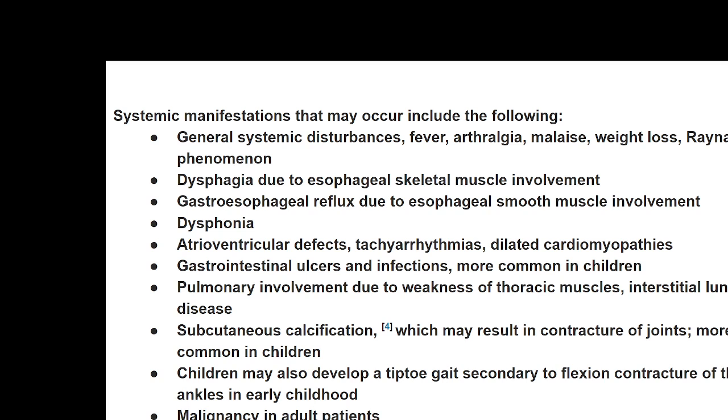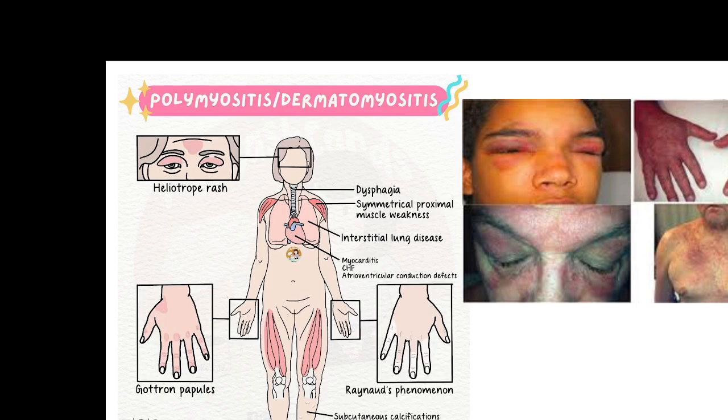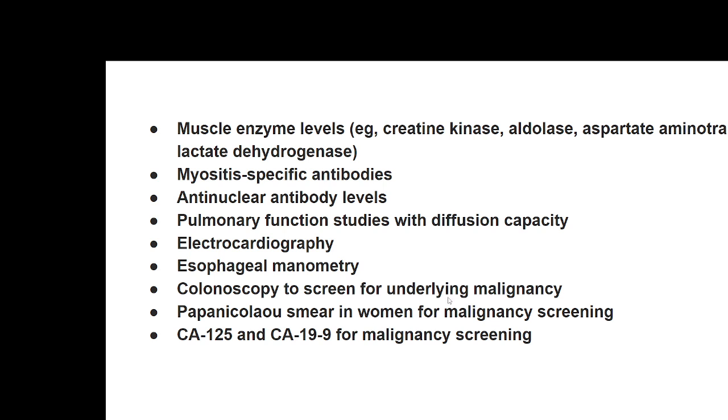Subcutaneous calcifications may result, with the contracture of the joints, which may be more common in children. Children may also have changes in the gait due to the muscle weakness. Malignancy in adult patients. The polymyositis or dermatomyositis symptoms could be quite wide varying. Some of those typical manifestations are like periorbital erythema, which may be seen as erythema spots, or the erythematous changes in the chest area, and the typical proximal muscle atrophy. The patient would have that kind of phenomena. These are the typical features which we see.